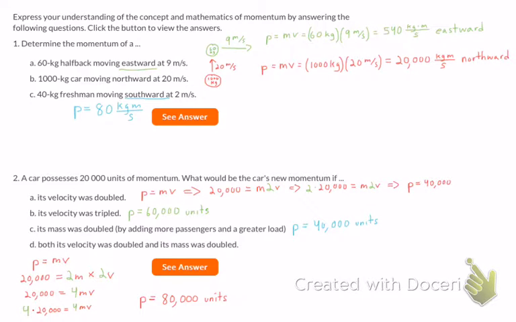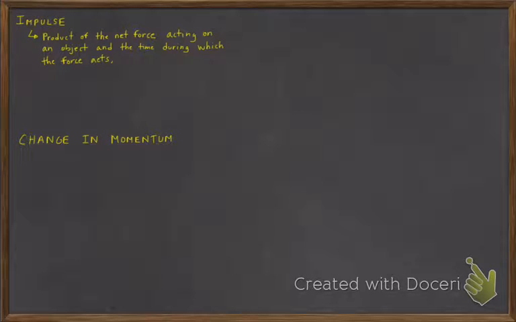Alright, so now we'll learn about impulse. We define impulse as the product of the net force acting on an object and the time during which the force acts. So we can write the equation of impulse as J equals force net, which we have learned, times the time in which that force is occurring. And that equals our J, which is our impulse.